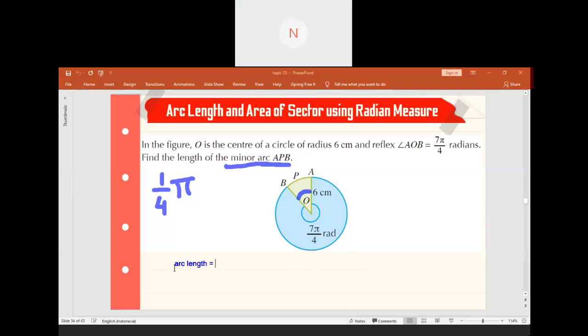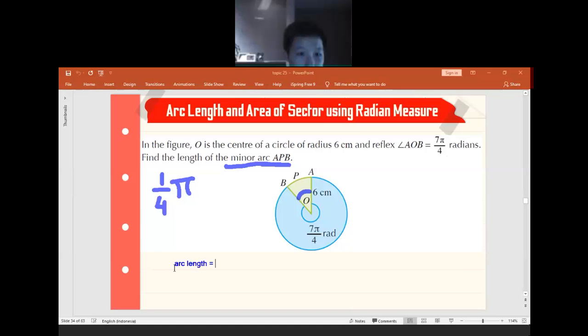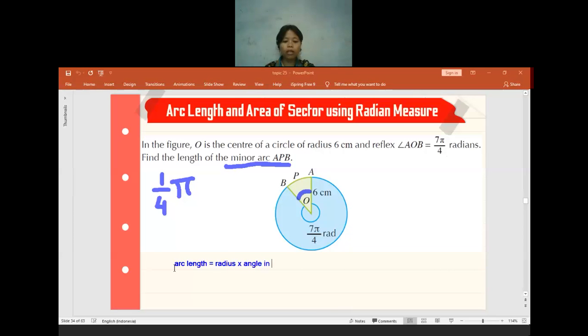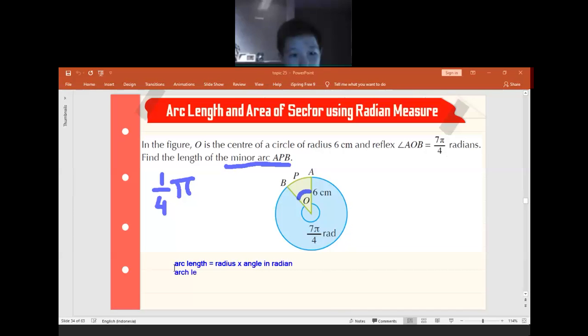You still there, my lovely students? Arc length is radius times the angle in radian. So how many times how many? 6 times 1 per 4 pi. It will be equal to 6 times 1 per 4 pi, or it will be pi divided by 4.